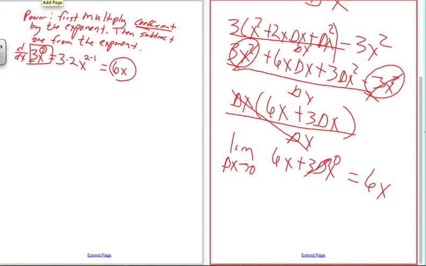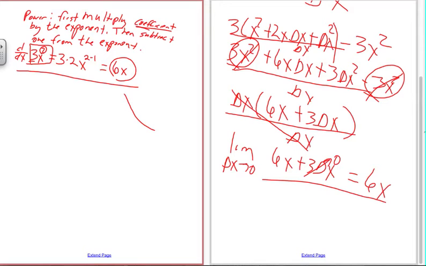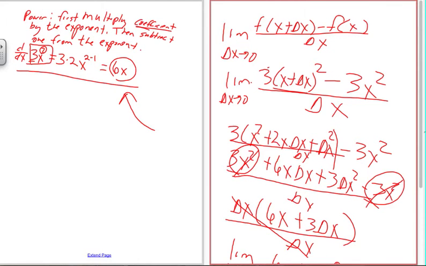Now, I don't know about you, but I think I would prefer to do this. But the price of using the power rule is you're going to have to work with rational exponents. Okay, let's deal with another example.